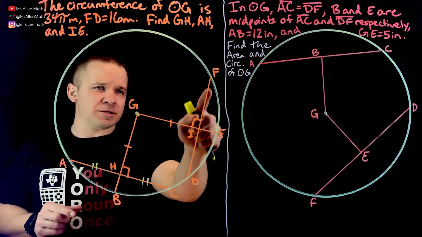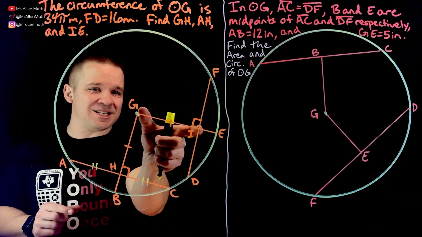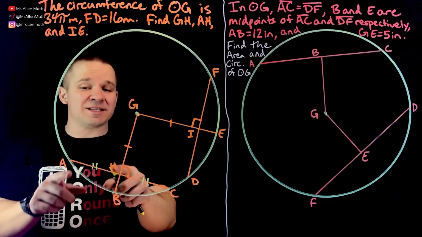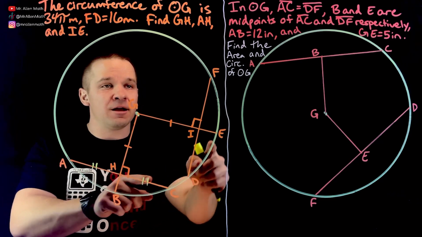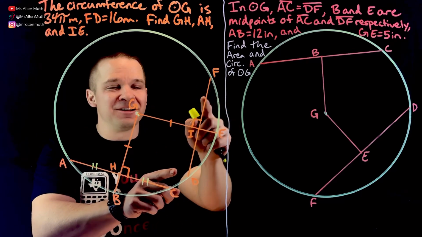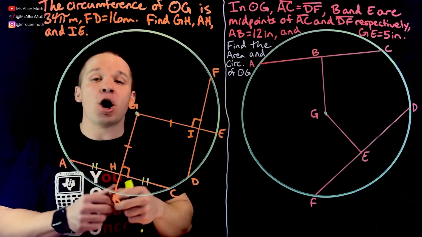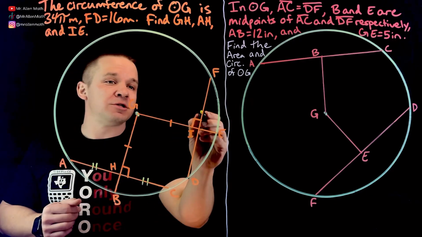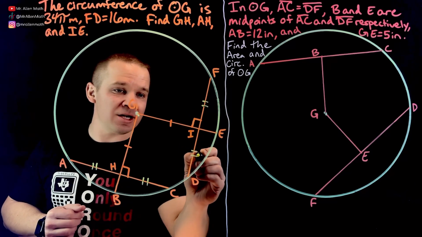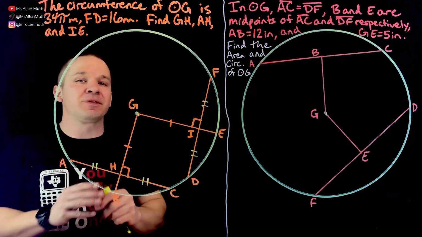these two chords are equidistant to the center, which means that the two chords AC and FD are then congruent as well. So then these pieces here and here are going to be congruent. So we got four segments already congruent.